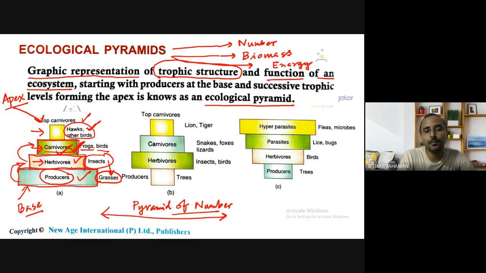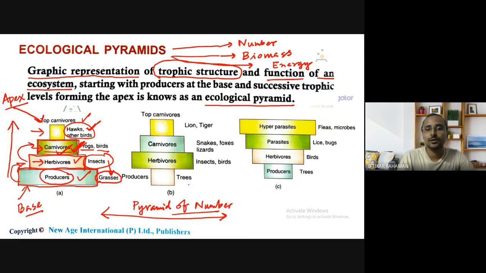So number of the top carnivores is even lesser than the intermediate carnivore or simple carnivore, or you can say secondary consumers. So the number will be lesser if we move from base to apex. If we move from base to apex, the numbers will be decreased. So this is one type of pyramid of number.